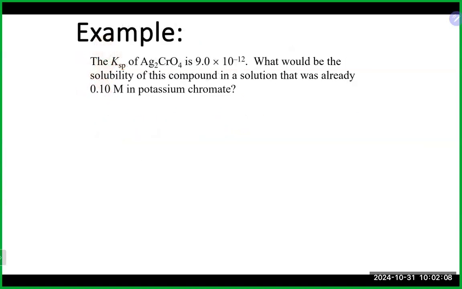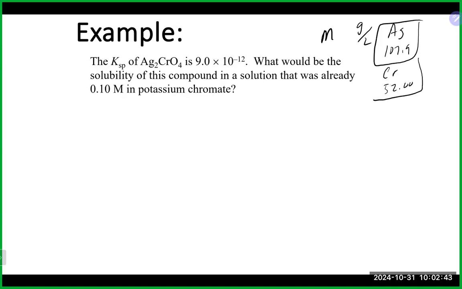Silver chromate has a Ksp of 9 times 10 to the minus 12. What would be the solubility of this compound in 0.1 molar potassium chromate? We'll do both. Let's do molar solubility, and let's do grams per liter as well. So silver, again, 107.9. Chromium, 52. And oxygen. All right, so let's take a look.